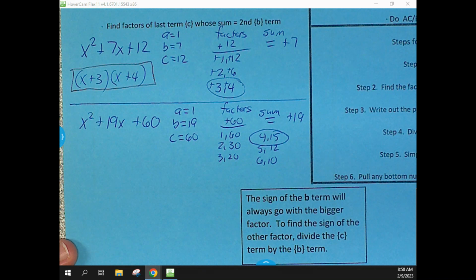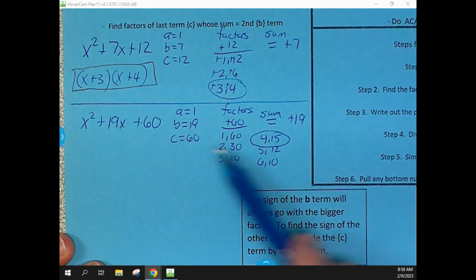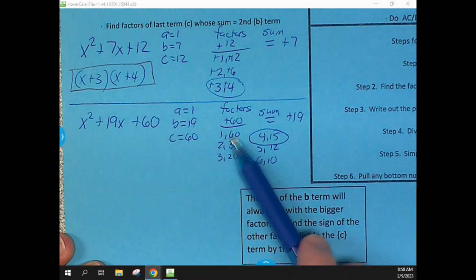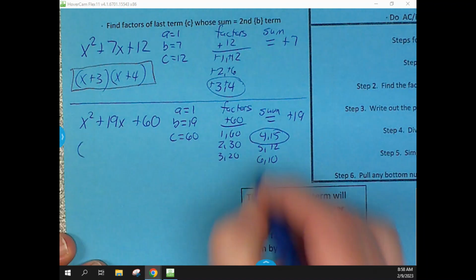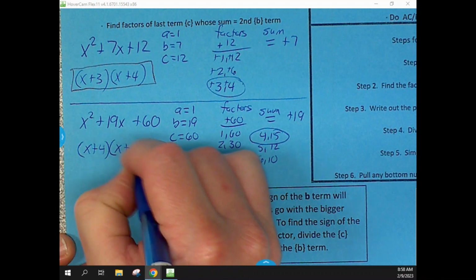Now, some people ask, if we go through the list and find those numbers, do we have to go ahead and list the other ones? No, because it's just thinking about all the possible numbers. If this number in the middle had been 61, if you do 1 and 60, then you could stop there because 1 and 60 add up to 61, and you'd be good to go. So the final answer here would be x plus 4 and x plus 15.